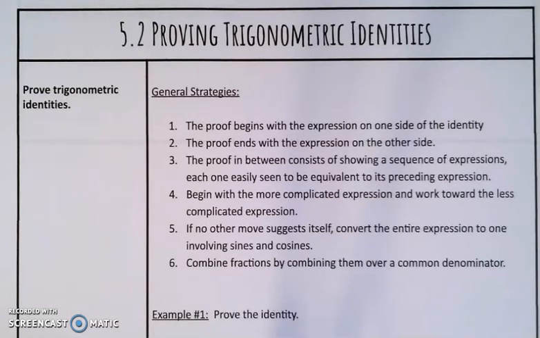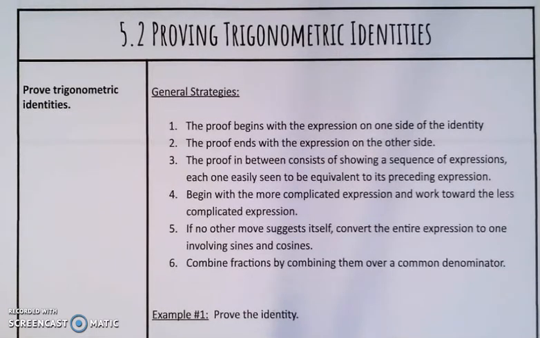Section 5.2 on page 119 of your notes packets is proving trigonometric identities. Some general strategies may be applied to proofs, but they don't all have to be applied to each proof. The first is the proof begins with the expression on one side of the identity. Second, the proof ends with the expression on the other side of the identity. So in general, we only want to be manipulating one side of the identity.